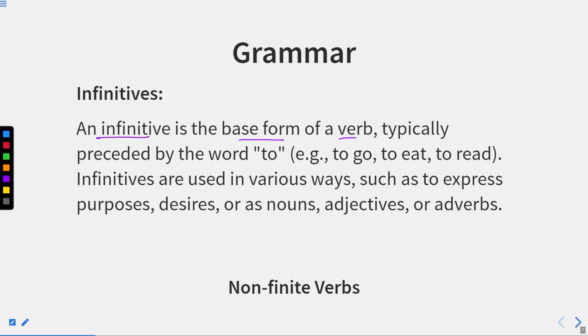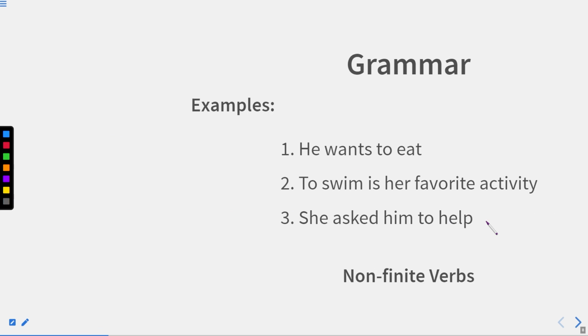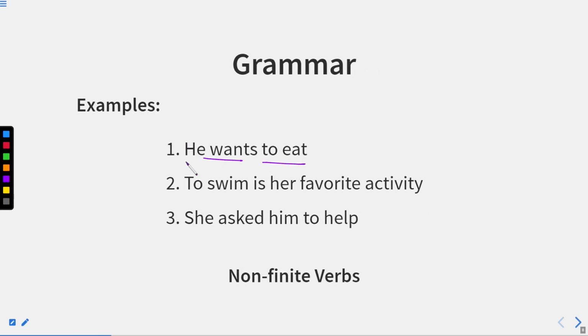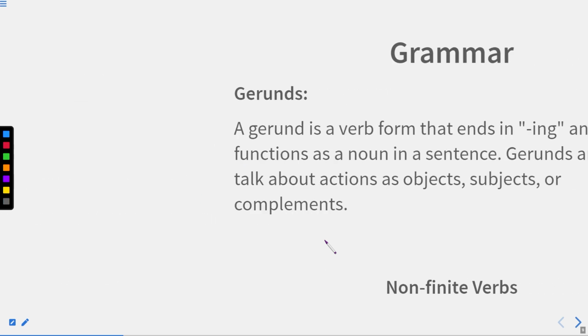An infinitive is the base form of a verb, typically preceded by the word to. So first we are going to discuss infinitives. For example, to go, to eat, to read. Infinitives are used in various ways, such as to express purposes, desires, or as nouns, adjectives, or adverbs. Example: he wants to eat. So what does he want? He wants to eat. To swim is her favorite activity. So to swim is an infinitive over here. She asked him for what? To help. So this is the purpose. So this is an infinitive.